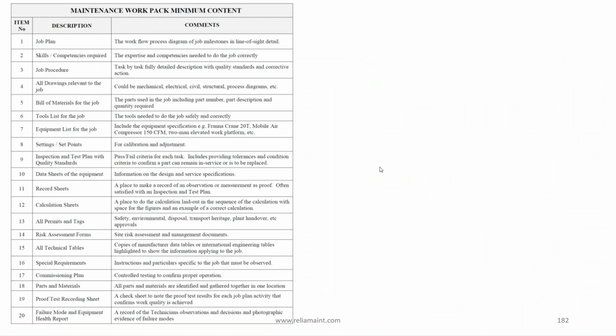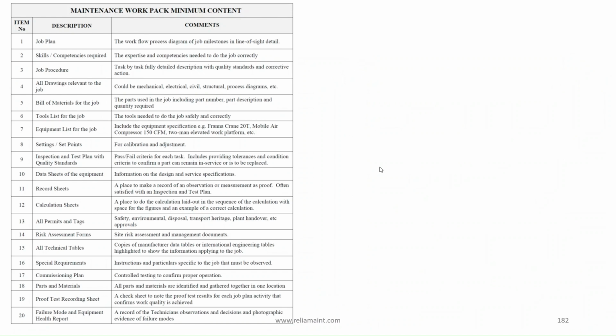Record sheets, a place to make a record, often observation or measurement as proof. Often satisfied with an inspection and test plan. Calculation sheets, a place to do the calculation laid out in the sequence of the calculation with space for figures and results of a correct calculation. All permits and tags, safety, environmental, disposal, transport, heritage, plant handover, etc. approvals. Risk assessment forms, site risk assessment and management documents.